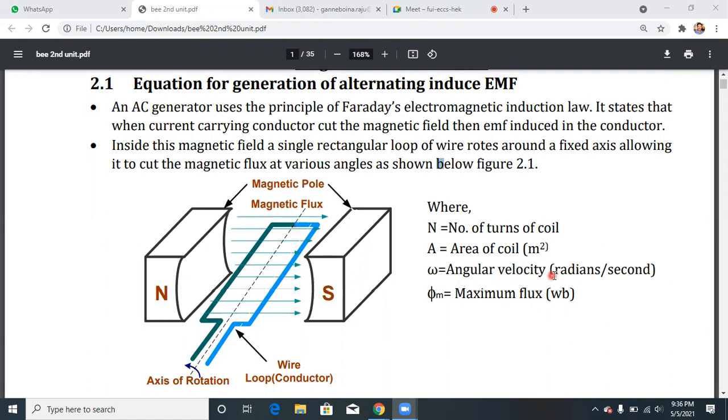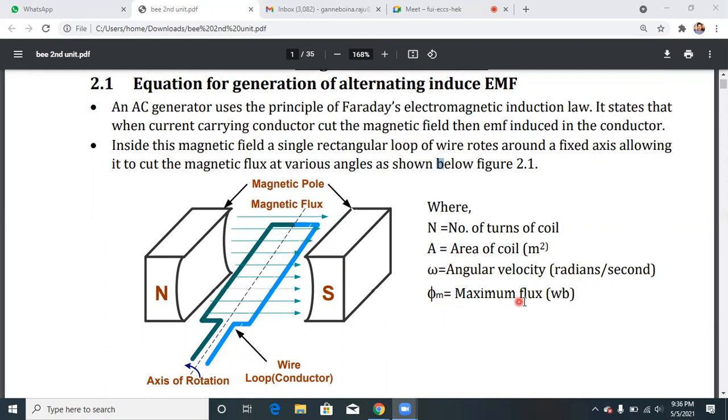And angular velocity we discussed. This conductor is rotating. This winding is placed on this shaft. In the third unit we will discuss briefly how EMF is generated by using AC machines, DC machines and also transformers.